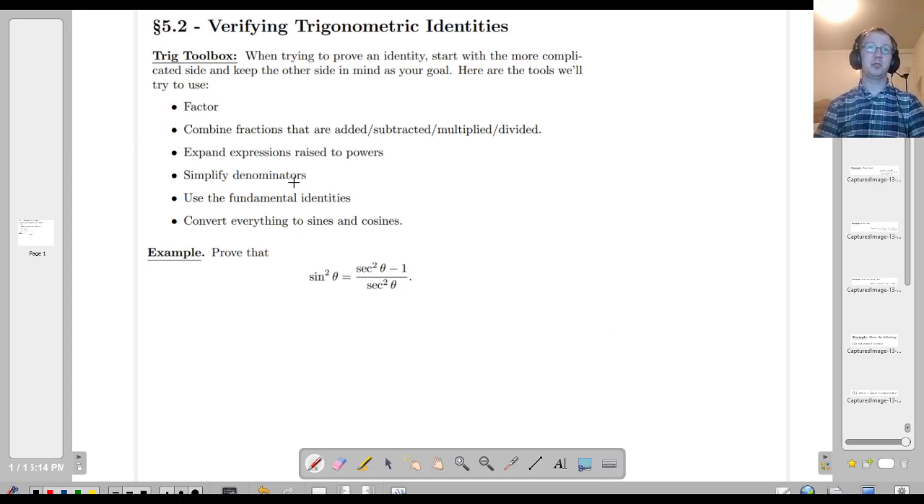Now, there's no particular priority here. I'm not saying one is better than the others. This is just a list of stuff we've done in the past. The one guiding principle I'll give you for basically every problem, though, is if you're supposed to prove something, like maybe this one right here, you want to start with whichever side looks more complicated. So in this one, sine squared looks pretty safe. The right side, though, looks pretty complicated. So that's where I'm going to start.